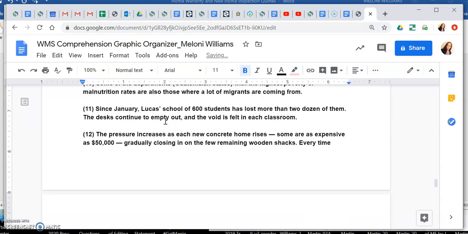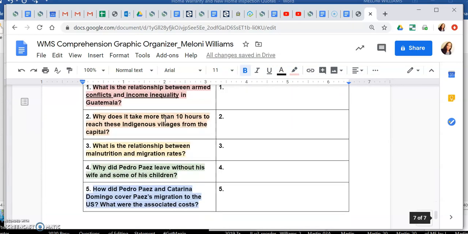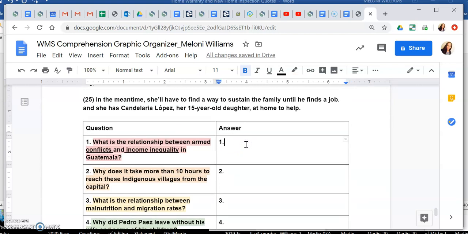Red, because question number 1 is red. And then I'm going to formulate my answer in a complete sentence. So I want that to format automatically.